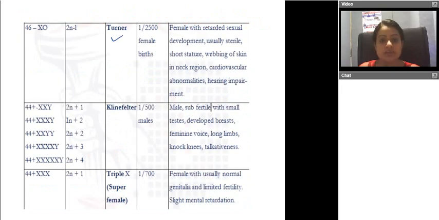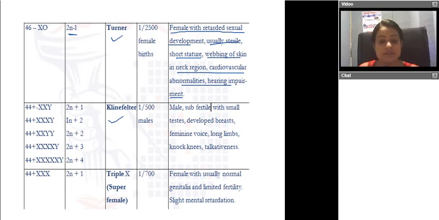In Turner syndrome, as we have already seen, it has the chromosome type 2n-1. It is seen in females with retarded sexual development. They are sterile, have a short stature, skin webbing in the neck region, and cardiovascular abnormalities along with hearing impairment.